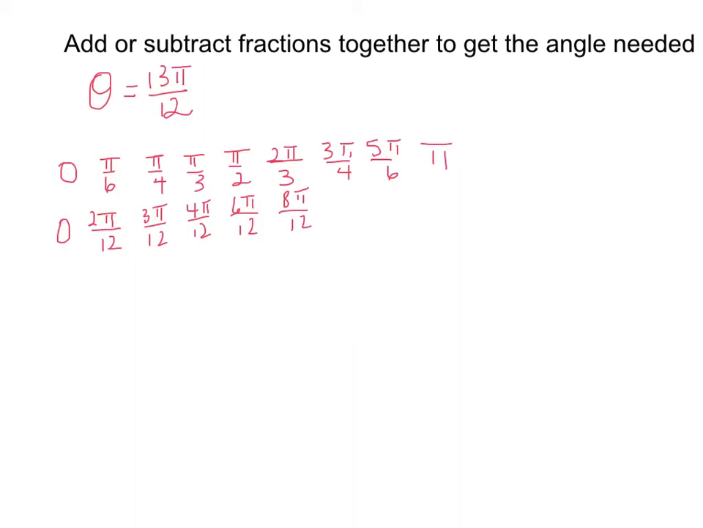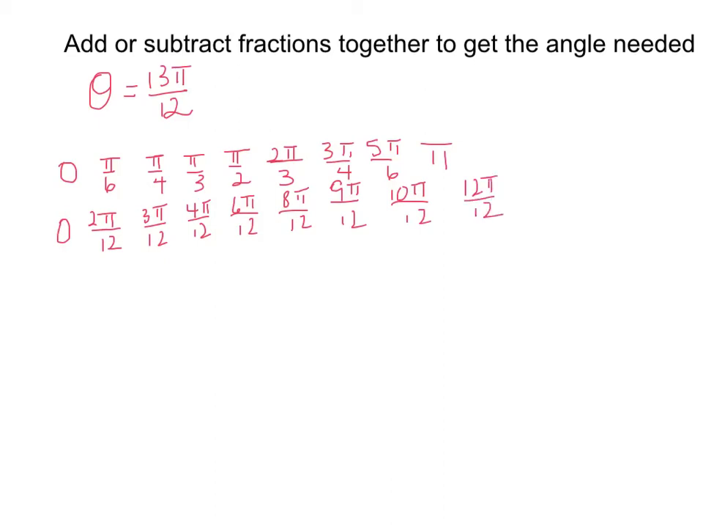Yeah, that's a half, and then 2 pi over 3. And then this one would be 9 twelfths. And then 5 pi over 6 would be 10 twelfths. And then pi is just 12 twelfths, right?